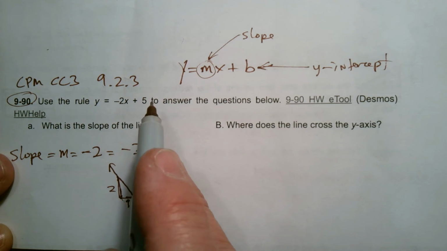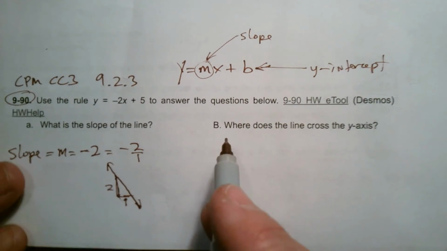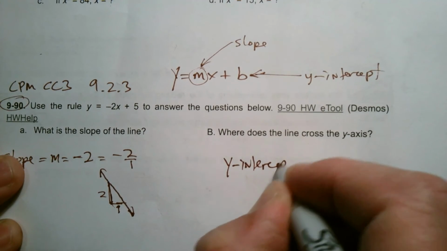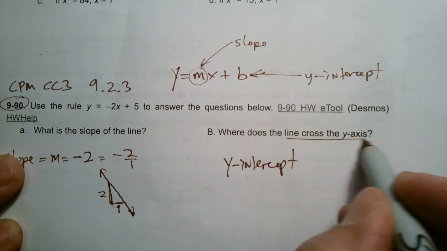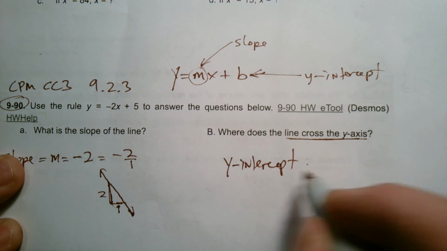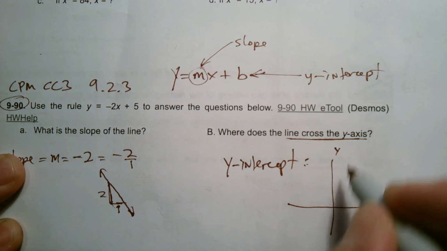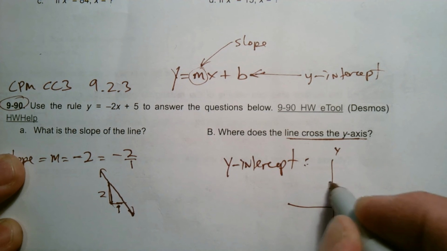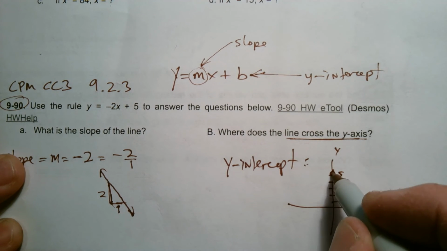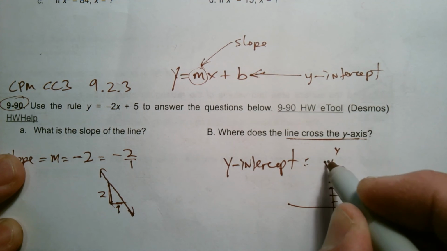Now the 5, that's the b, the y-intercept, and it's plus 5, so we're good. And that represents where the line crosses the y-axis, right? So that y-intercept would be 5, but remember it's a point. On the x and y axes, it would cross right here at 5. Then it would go down 2 over 1, right? So my line would look something like this if I graphed it.